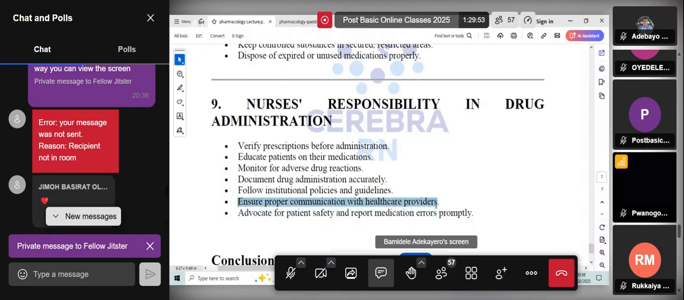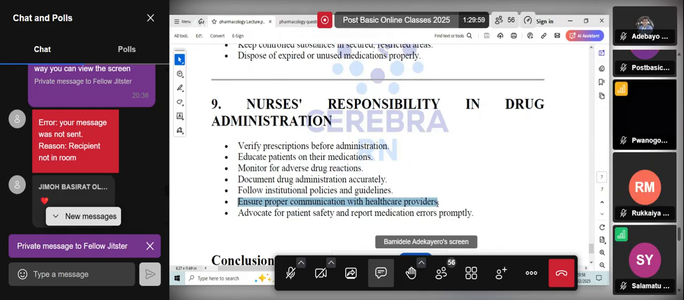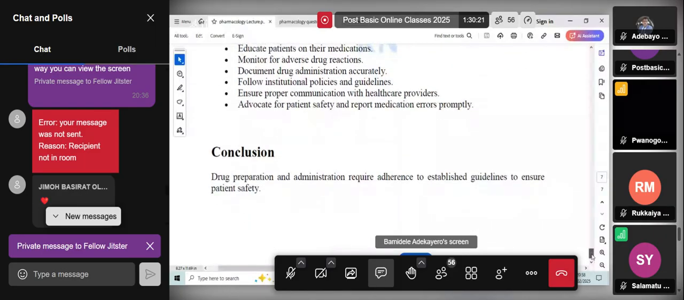Ensure proper communication with healthcare providers. Please communicate properly. If you want to say 10 milligram, please say 10 milligram. Some people say give 10 of insulin. Is it 10 mils? Is it 10 units? You need to be clear on what to say as regards medication administration. And then you need to report any errors promptly. This is not to blame you, but it is to help the patient get help as soon as possible.